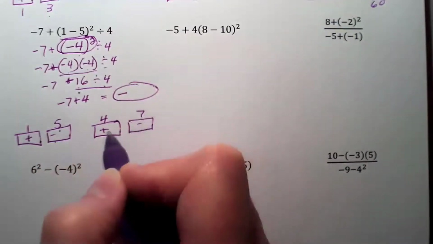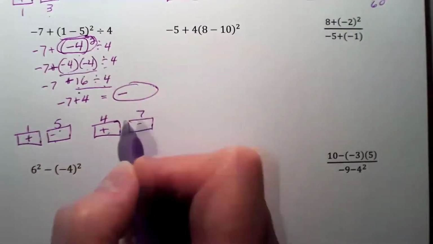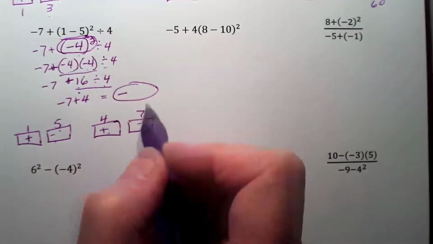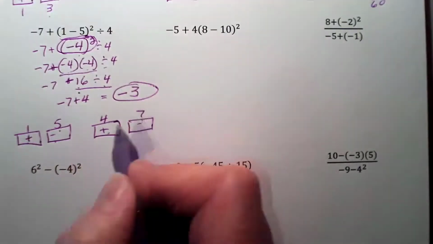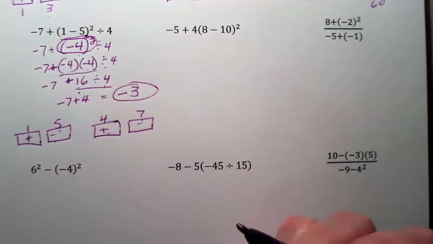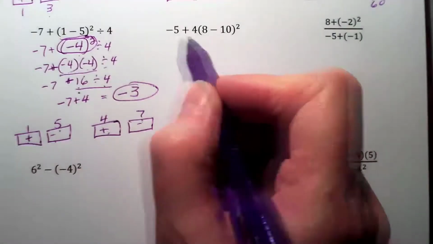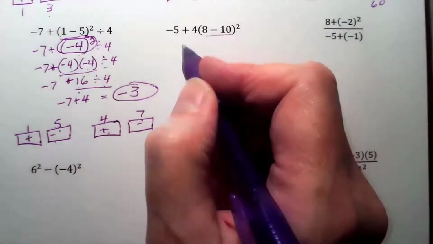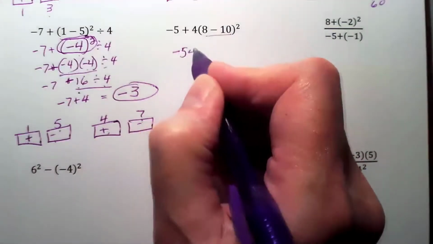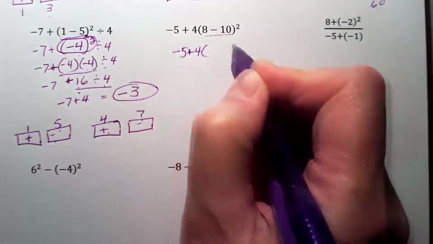How many more in this box than in this box? Well, 4, 5, 6, 7. There's 3 more in this box than in this box. So my answer is negative 3. Let's move on to this one. Again, we have parentheses to start with. So I have negative 5 plus 4 times whatever's going to be in there.